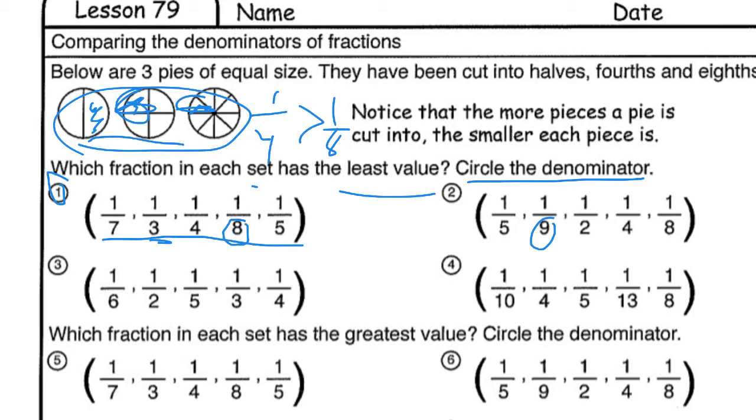Right, so you should have already done 3 and 4. The fraction on 3 that has the least value, of course, is 1/6. It's going to be the smallest piece. And on number 4, the fraction would be 1/13 that has the smallest value.